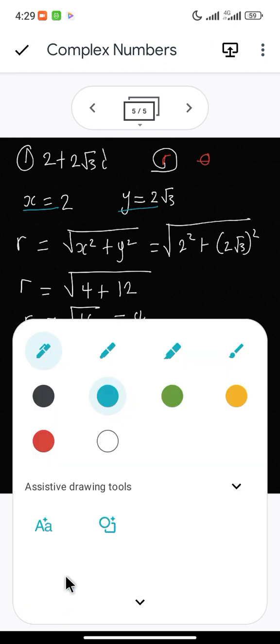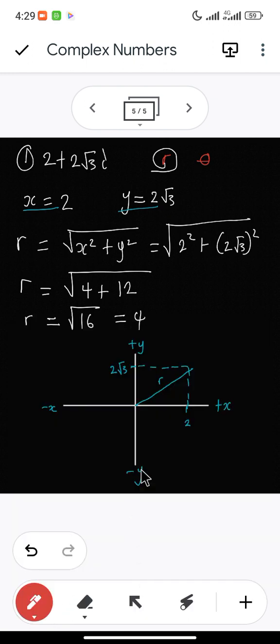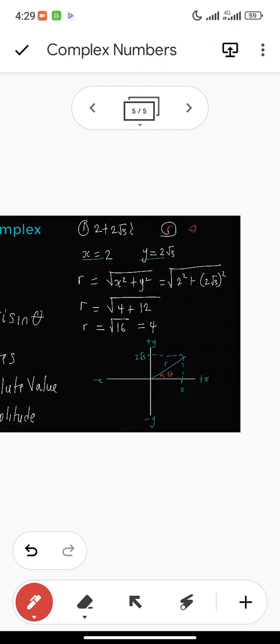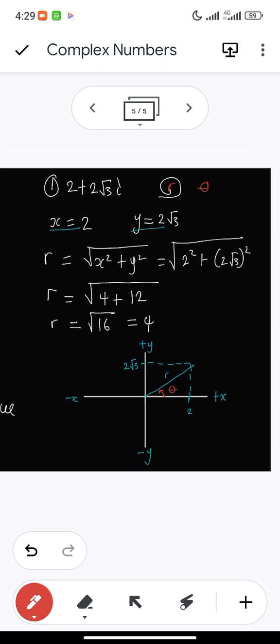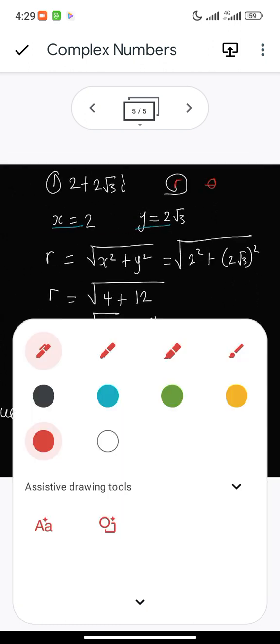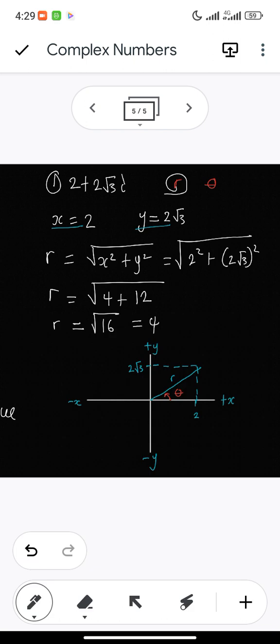So remember what we said. We established a fact that to look for the argument, you always start with the positive x and you move towards r in an anti-clockwise direction. So you're going to move in this way. So this is your theta. So now we can see that we have kind of like a right angle triangle. So let's quickly erase this.